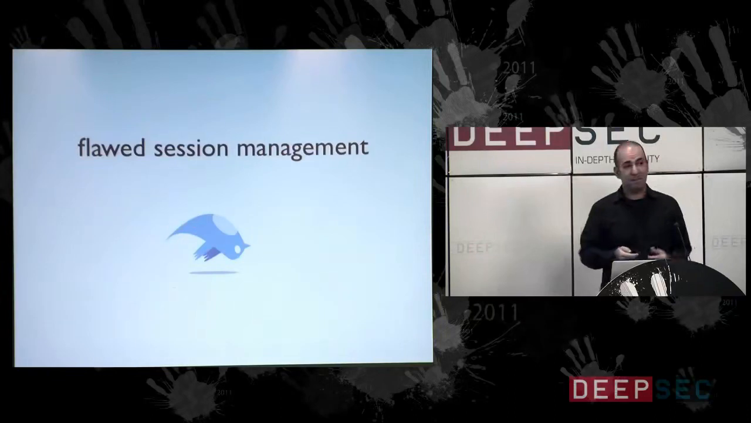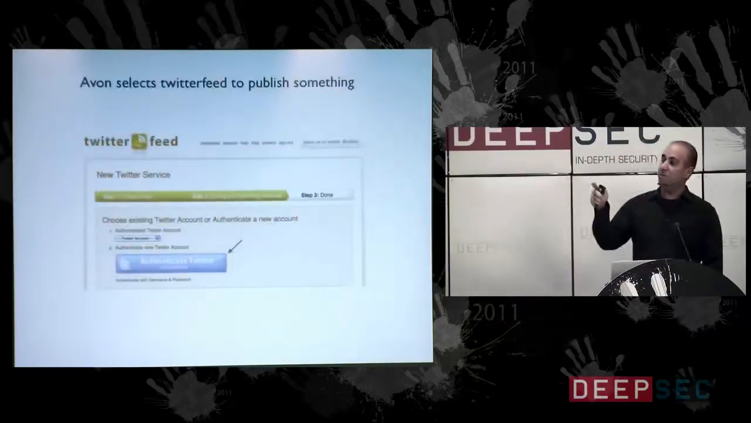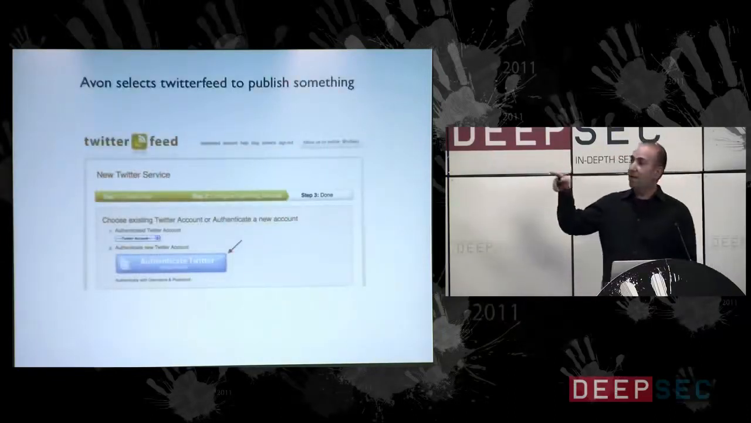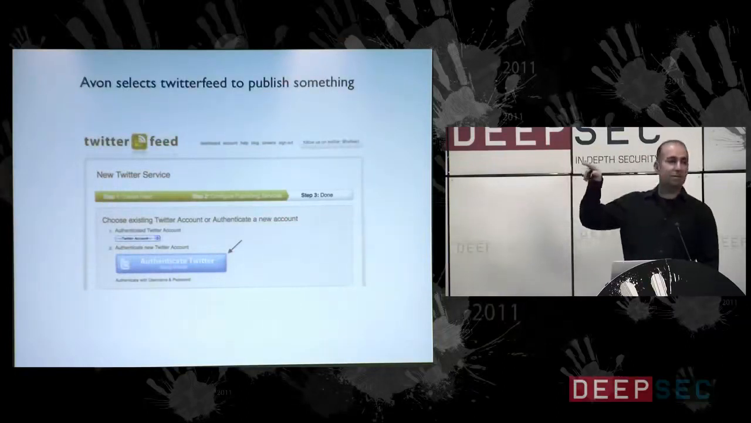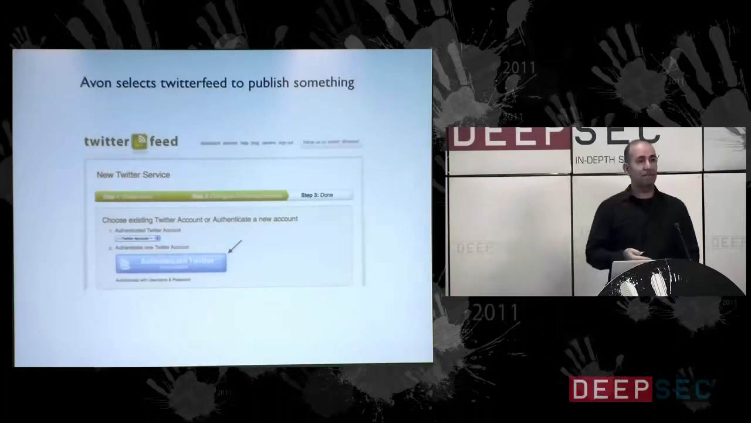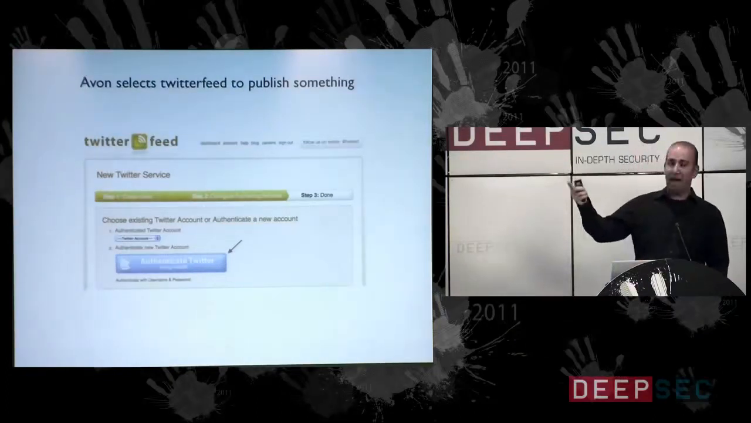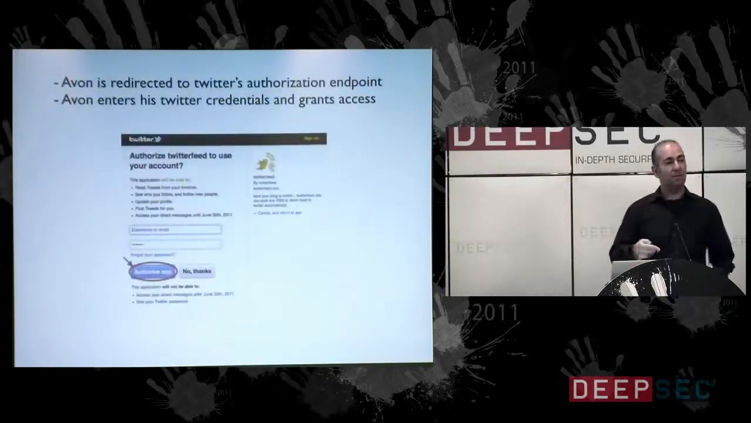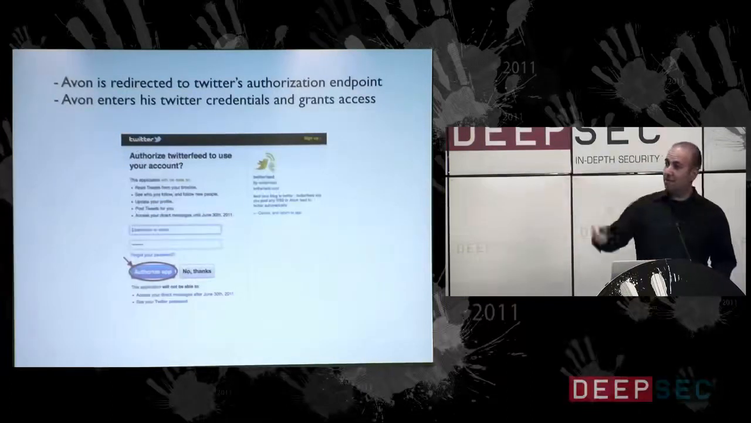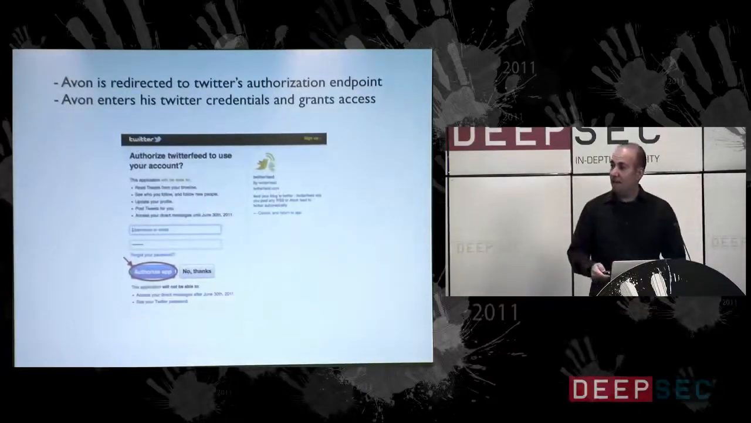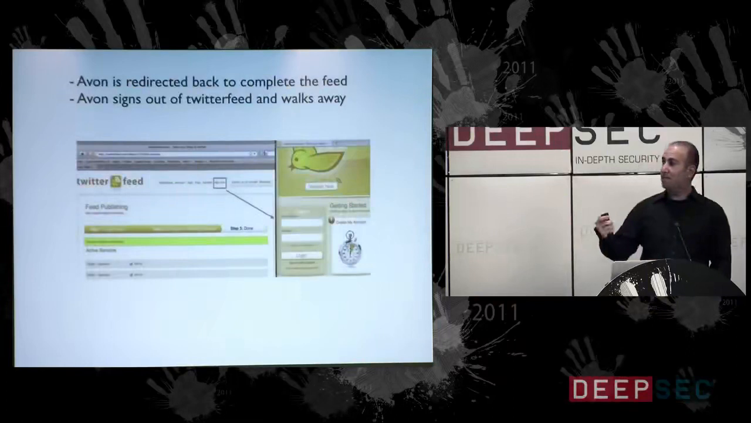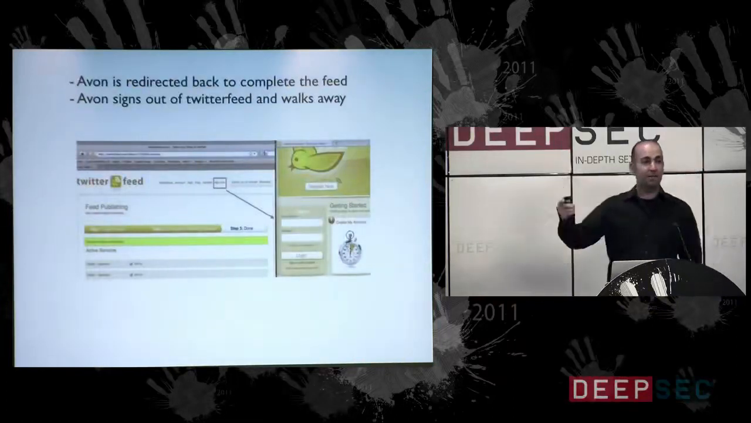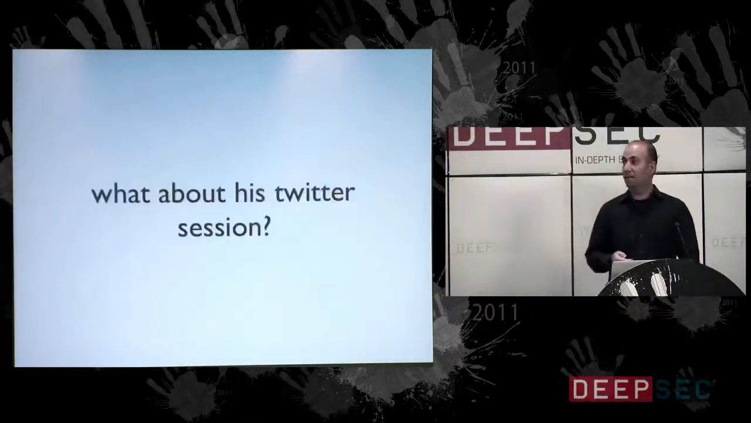So this is a very basic session management flaw. As you recall, in the use case we showed you earlier, the user uses a third-party client application, Twitter feed, to post an RSS feed, so it uses Twitter as a publisher. The user clicks on Twitter, gets redirected to Twitter's authorization endpoint within the context of Twitter feed, provides his username and password, and posts the RSS feed, goes back to the Twitter feed, signs out, and walks away.